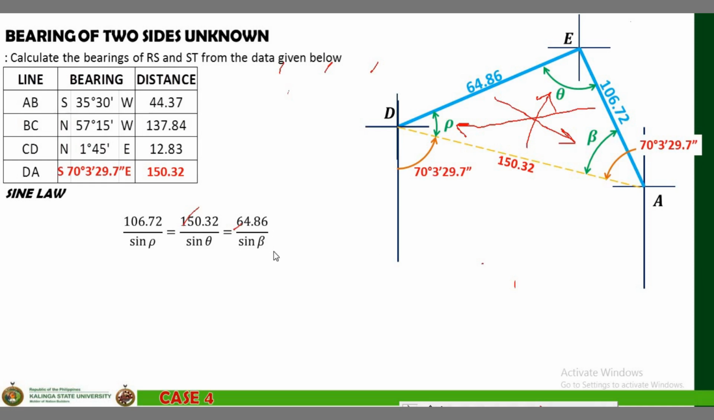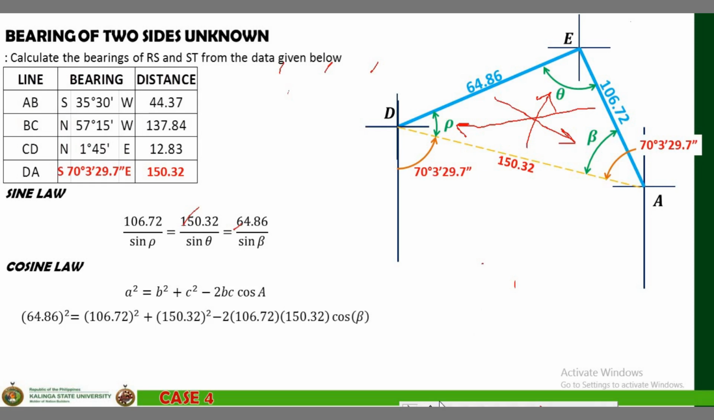I need to solve for the other angles so that I can get something. If I'm going to use cosine law, because I can't use sine law right away, I won't get anything. What are the three angles? Let's try to use cosine law. Again, this is our equation for cosine law.